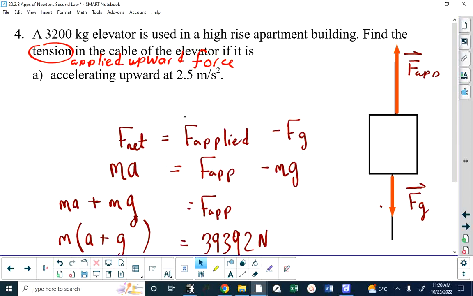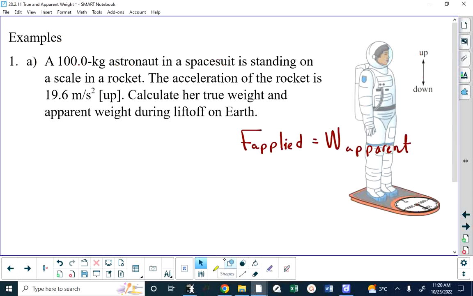All right, so let's try this. A 100-kilogram astronaut is standing on a scale in a rocket. The acceleration of the rocket is 19.6 meters per second squared up. That astronaut is probably breaking more than a few rules for takeoff. I don't think you want to be standing up and accelerating at that rate. What is her true weight and her apparent weight?